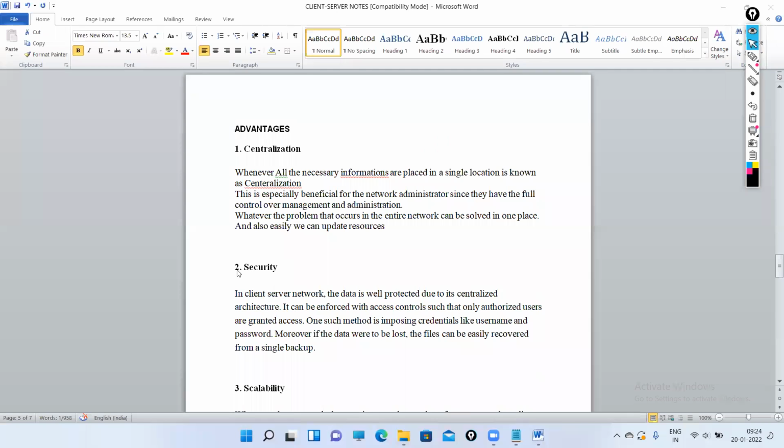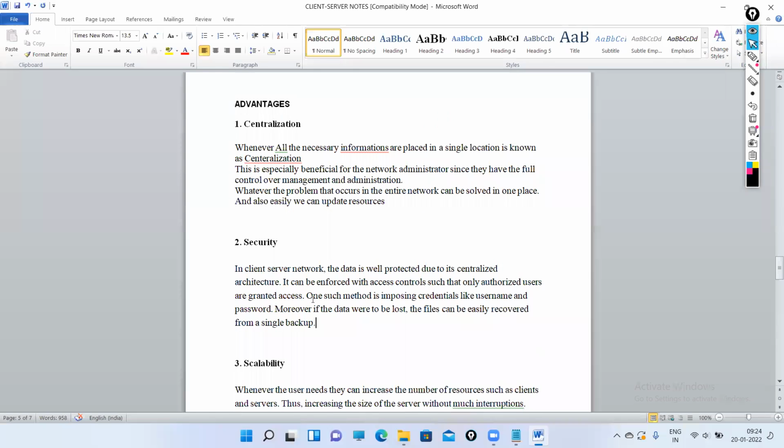Why? Because the total data is available in one place only. That's why we can provide more security based on what, madam? Username and password. Here you can simply write: based on username and password only, we can give more security. Okay? Next one.